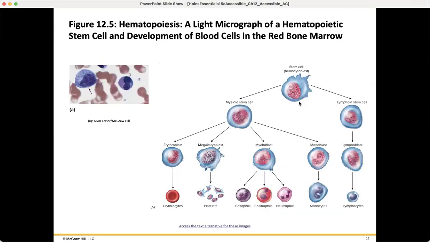We can see that process here. Here's the stem cell. It can differentiate into two different types of stem cells. One is lymphoid, and the other is myeloid. Myeloid gives rise to most of the other cells. And then we can see here, if we had the hormone erythropoietin activating this myeloid stem cell, we are eventually going to form our erythrocytes, our red blood cells.